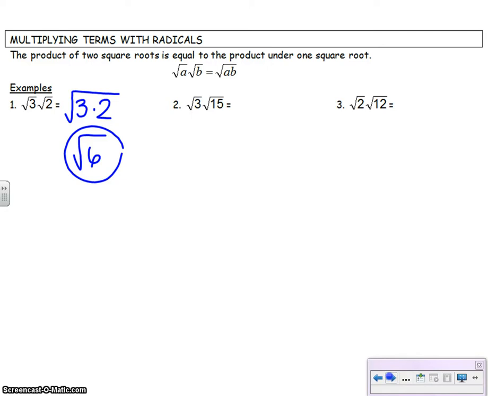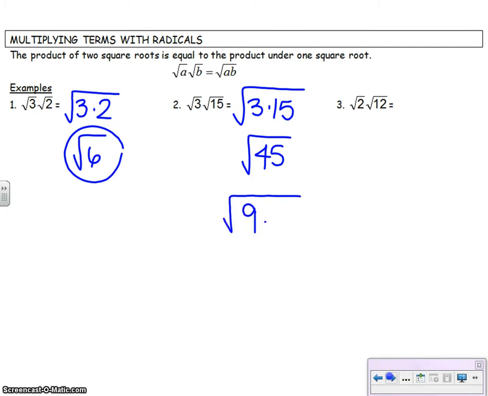The square root of 3 times the square root of 15 is the same thing as putting 3 and 15 underneath one radical, so that's the square root of 45. We're thinking what perfect square goes into 45, and 9 does. So we're going to simplify this like we did on the front page. 9 times 5, and then we break that into the square root of 9, which is 3, times the square root of 5, and there's our simplified answer.